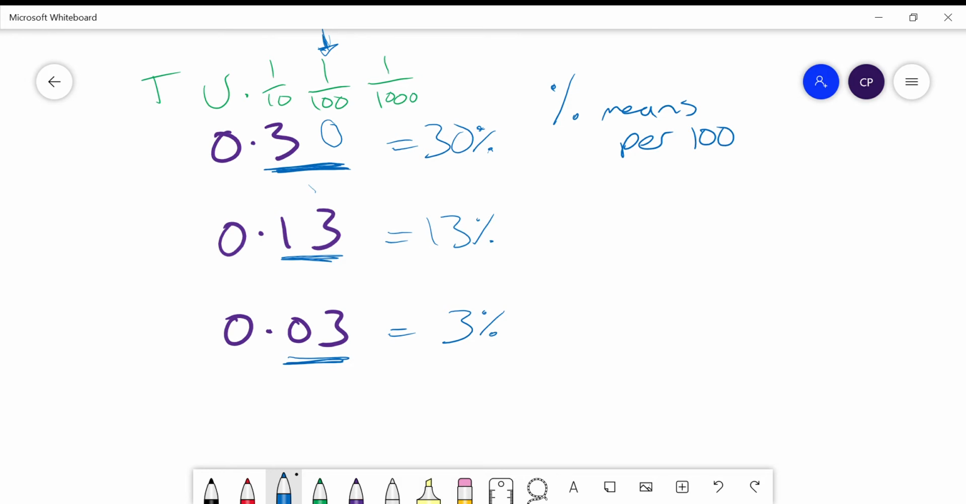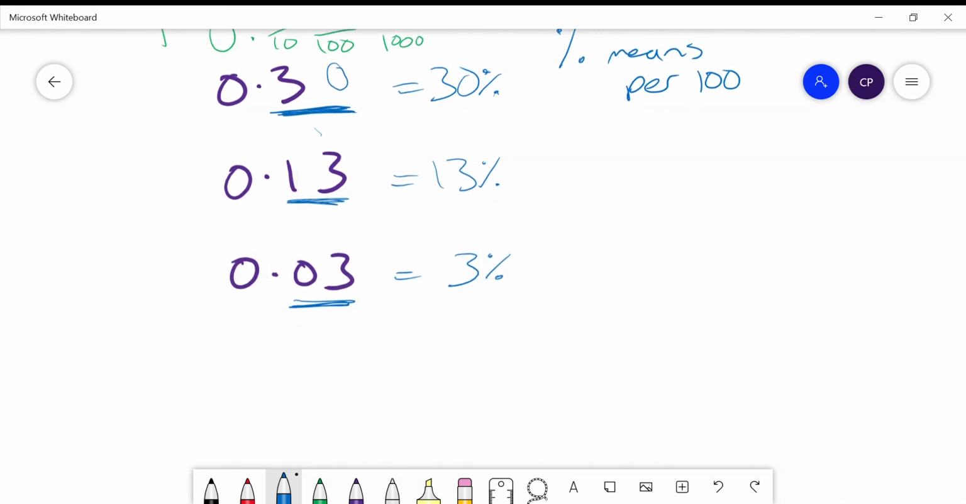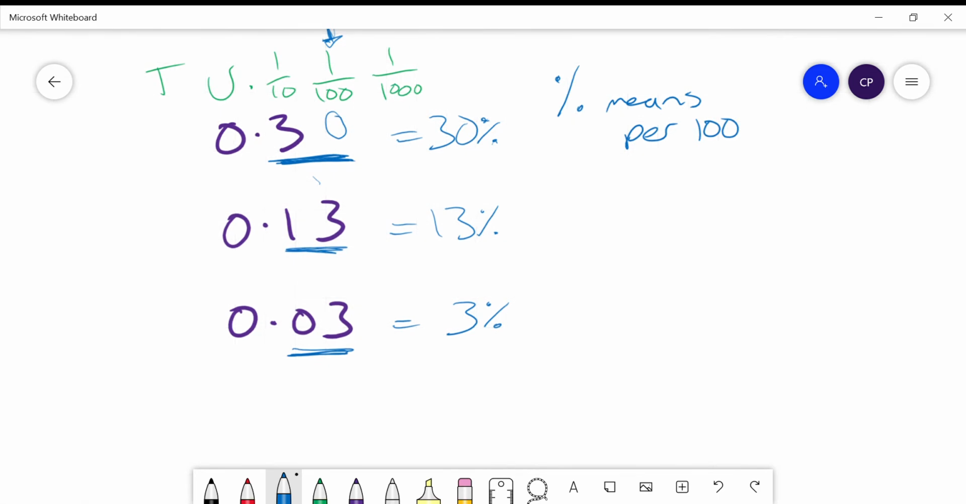You can make that a little bit trickier by making the number a bit longer. So if I choose another example, 0.152, and this is kind of the trickiest you're going to get in this situation. I want it per cent, which means I want it per 100. So I look at my hundredths column. How many hundredths have I got? If I ignore that 2 for a moment, I've got 15 hundredths. So I've got 15 per 100, so 15%.